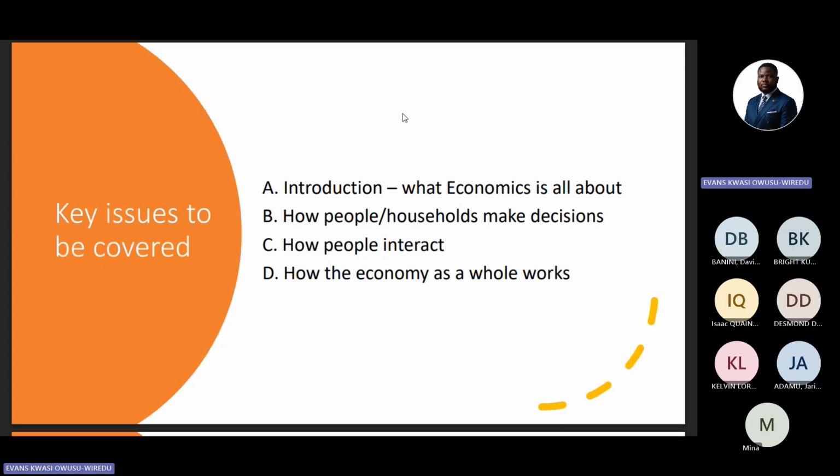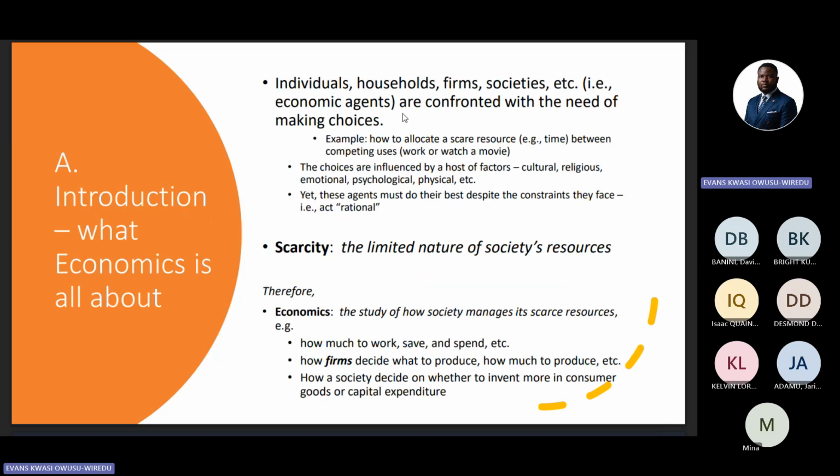I've talked about how the economy as a whole works, right? From individuals, household, and then the economy. But we are not going to delve deeper into the economy itself, okay? That one is meant for macroeconomics, right? And so, looking at the introduction on what economics is all about, we are looking at individuals, household, firms. So you look at the trend and see how it's going.